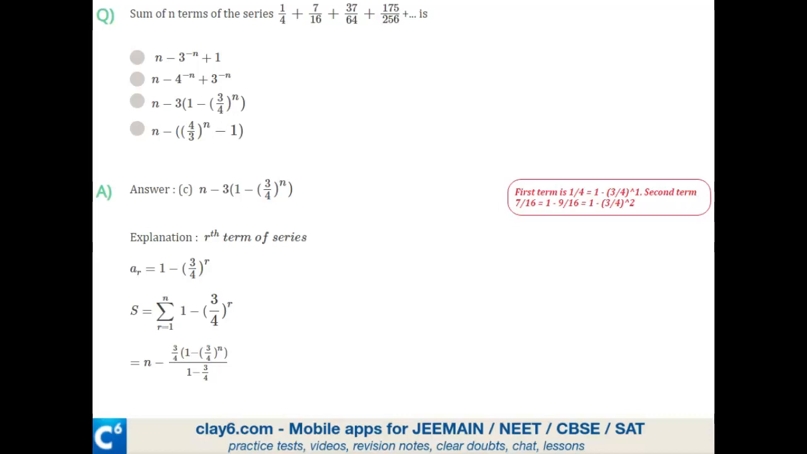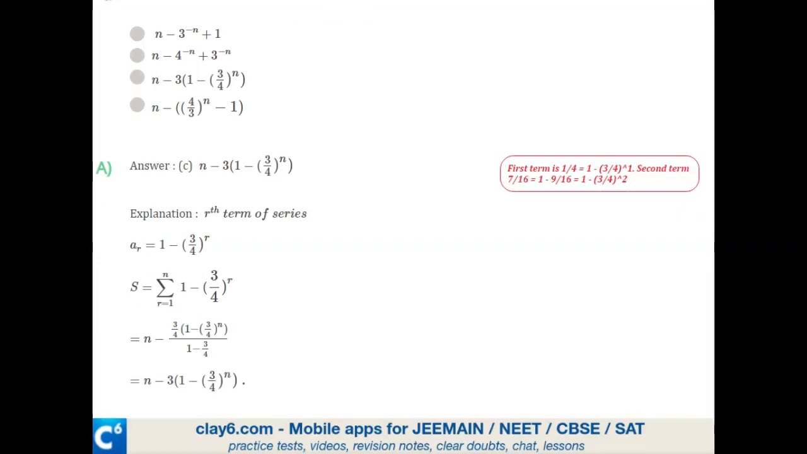Now if you simplify this, 3 by 4 goes down, 1 minus 3 by 4 becomes 1 by 4, so the 4 and 4 get cancelled, and you are left with 3 times 1 minus 3 by 4 power n, and that is answer C.